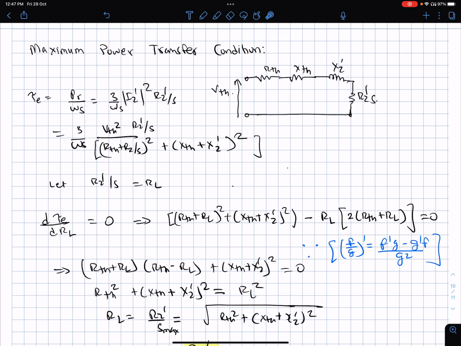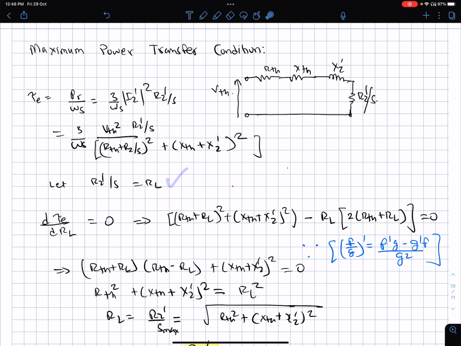What I am going to do is, this slip is what is going to change here. As the slip changes, R2 dash by S changes. So, what I am going to call this R2 dash by S as RL, instead of something again divided by S and all that. I'll just call it as RL and ask this question: at what value of RL does the derivative of the electrical torque with respect to this load resistance become zero?